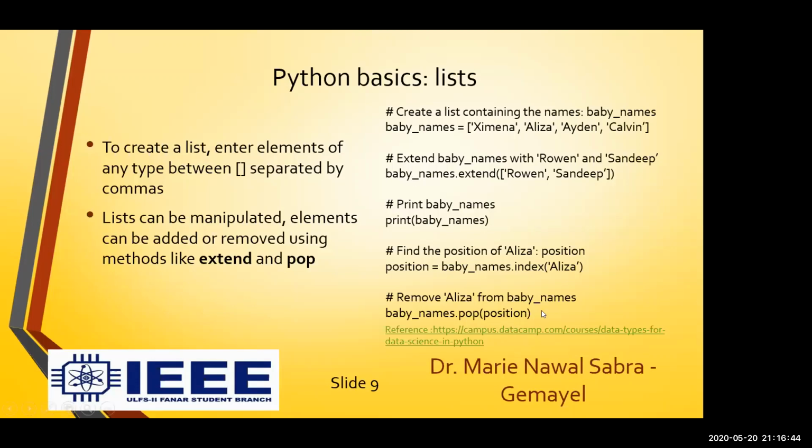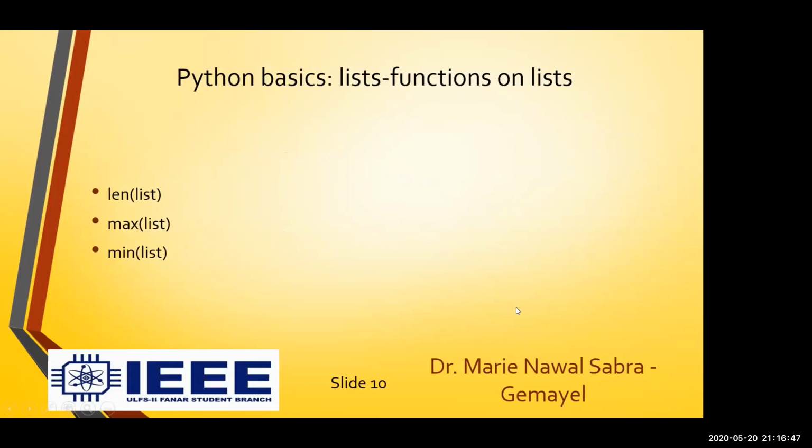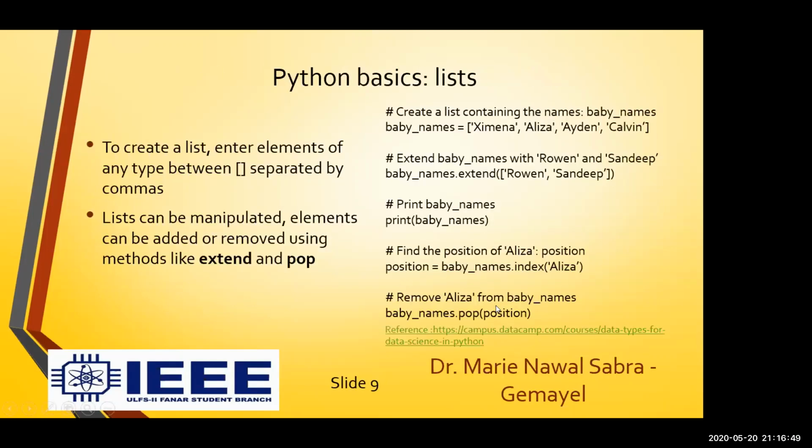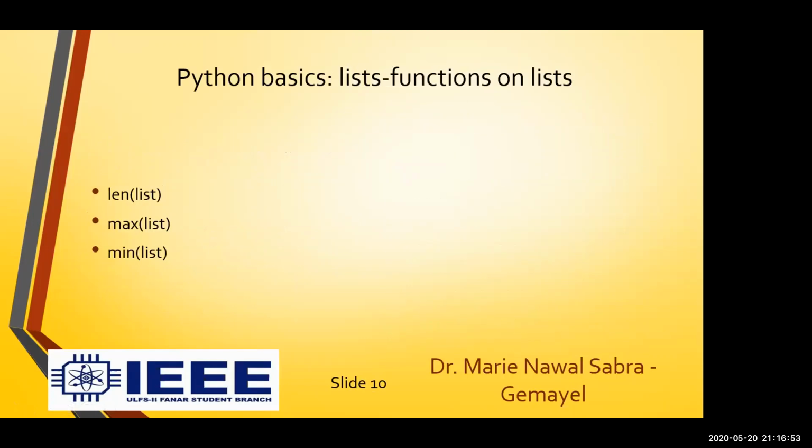We can copy this to, no, I cannot copy this. Now I have another example that you are going to see in the application. So we have a lot of functions that we can do and methods on lists. I just chose these because they are very basic. They are like the length, the maximum, and the minimum values of a list.